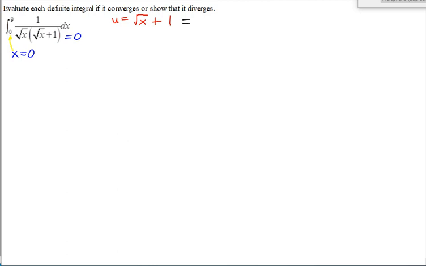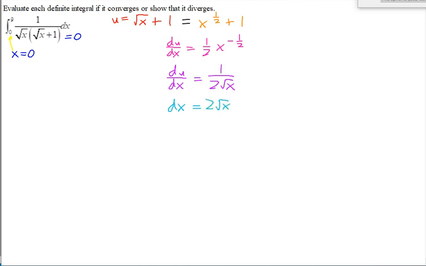And that's, if we rewrite that, the same as x to the 1/2 plus 1. So then when we find the derivative, using the power rule, we get 1/2 x to the negative 1/2. Which if you simplify it, 1 over 2 square root of x. And then when you have a fraction like that, it's probably best to just cross multiply to solve for dx. So dx equals 2 square root of x du. Substitute that right in there for dx.